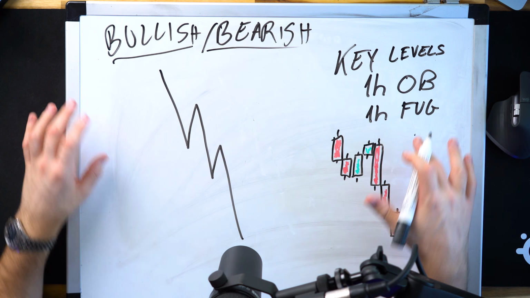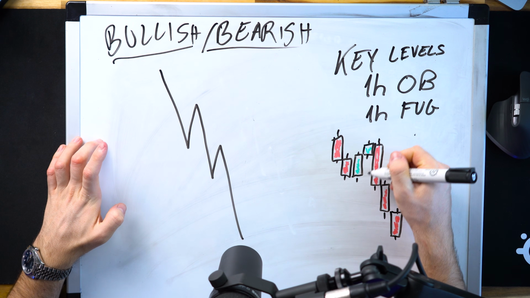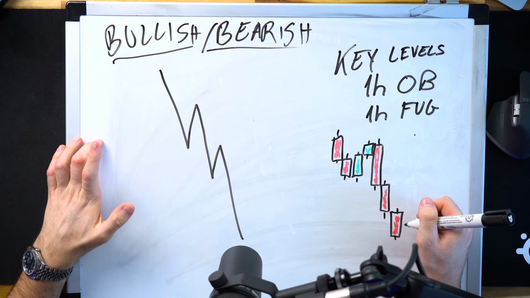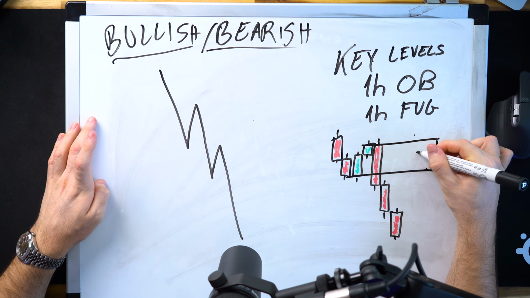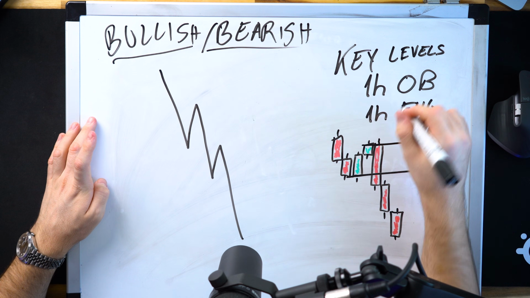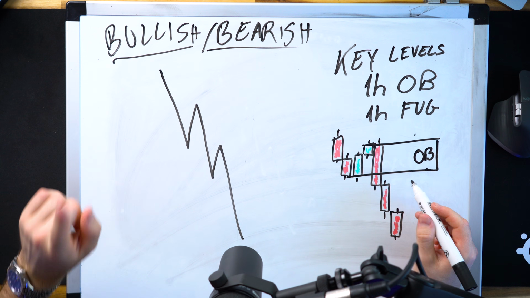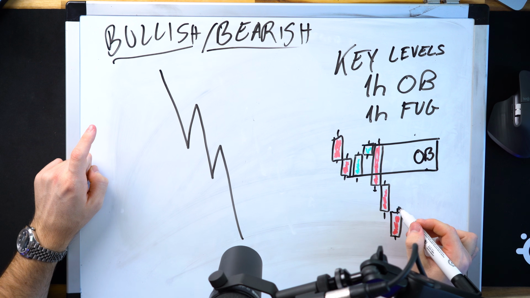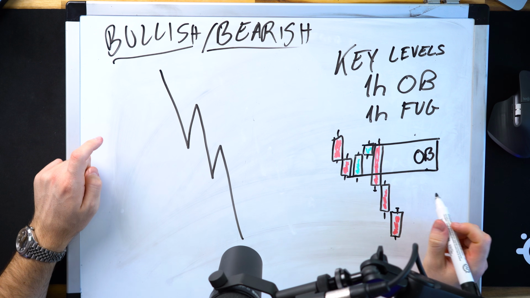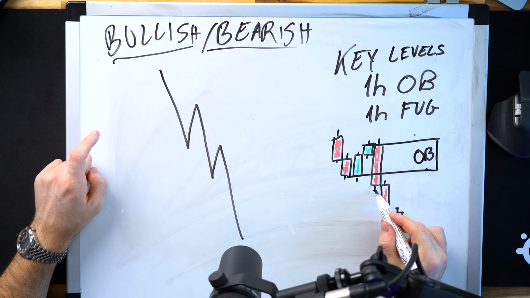And if you don't know what an order block is or a fair value gap is, order block is simply going to be the bullish candles on a bearish trend, or the opposite, the bearish candles in a bullish trend. In this case, the bodies of the up close candles are going to be our order block. And then the fair value gap is going to be the 3-bar pattern that involves the low of the first candle and the high of the third candle when we're talking about a bearish fair value gap, and the opposite for a bullish fair value gap.